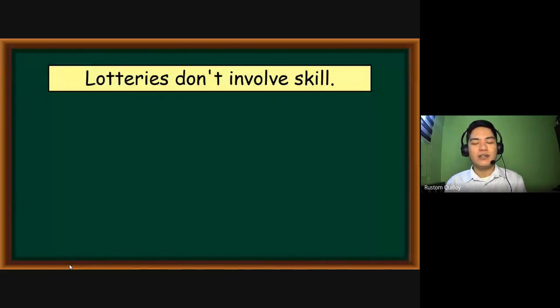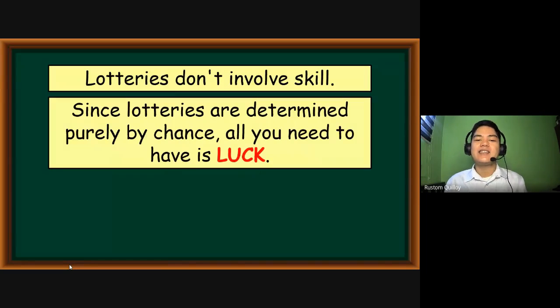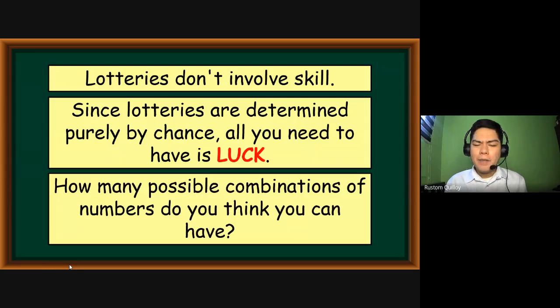Sabi dito, lotteries don't involve skill. Since lotteries are determined purely by chance, all you need to have is luck. And how many possible combinations of numbers do you think you can have? Ito yung ating question na kailangan sagutin. Ilang bang mga possible winning combinations ang pwede doon sa, ano bang loto to? 6/58 Ultra Loto. Para malaman natin kung tayo ba ay mananalo.